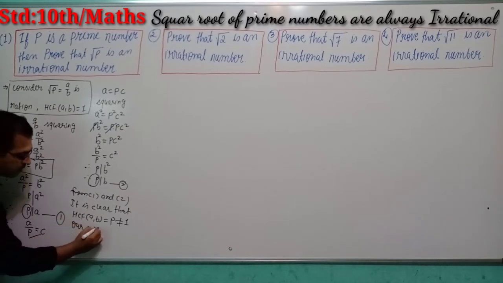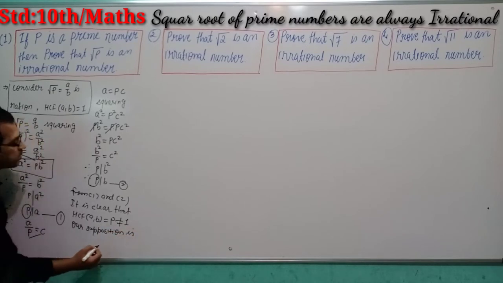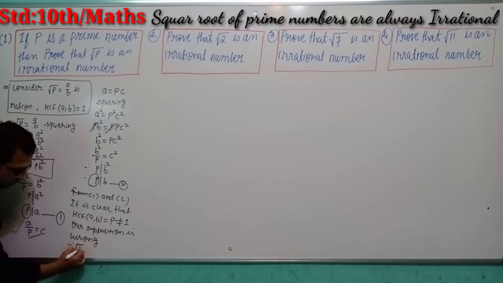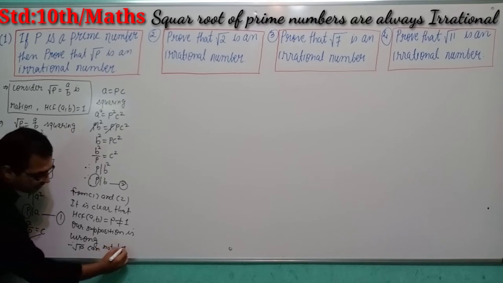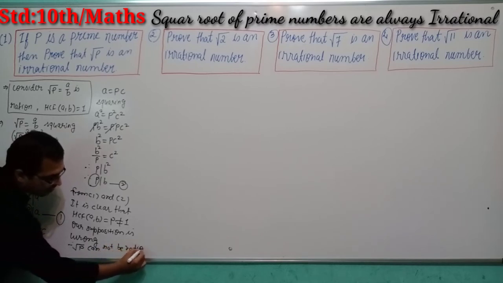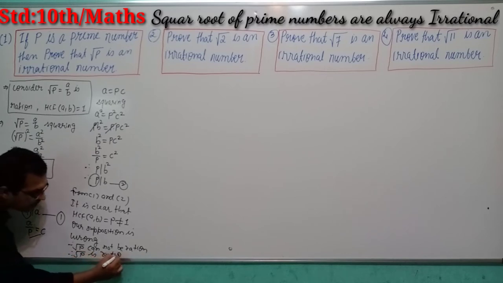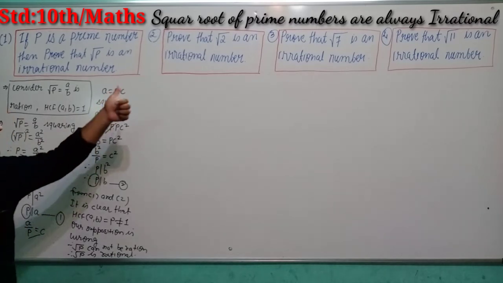Our supposition is wrong. Right students? So root P cannot be rational. It means root P is irrational. Understood? Okay, moving to the next question.